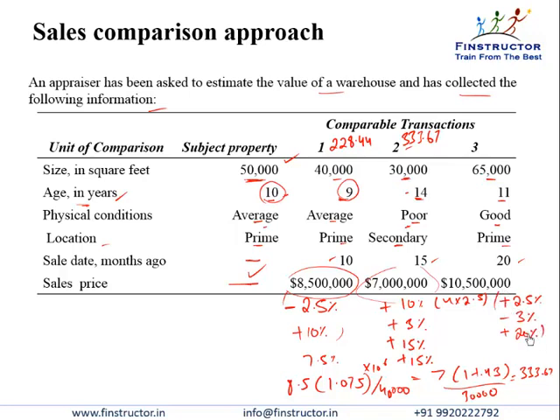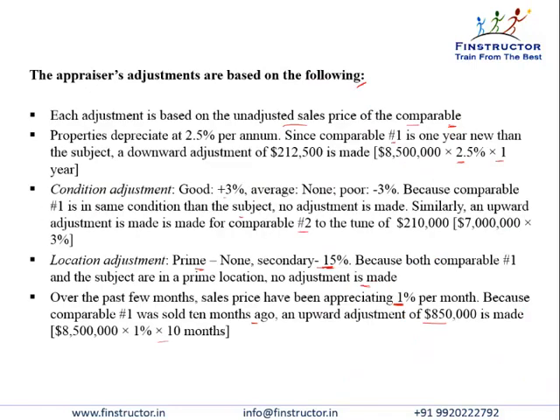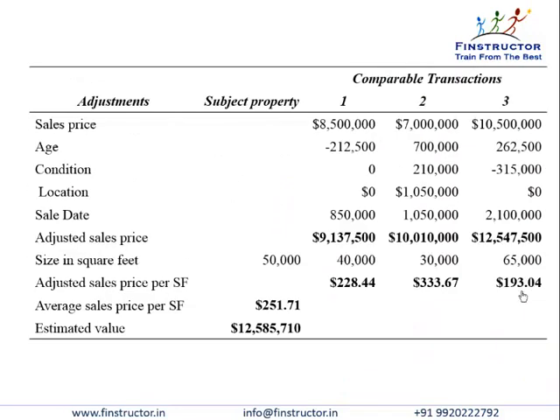So just sum them up first and then apply the percentages. Rather than applying the percentage to each, you're just wasting your time because all adjustments are on the unadjusted sale price. So 10.5 into 1 plus 0.195, this sums up to be 19.5%, divided by 65,000 will give you the per square feet rate, which comes out to be $193.04.